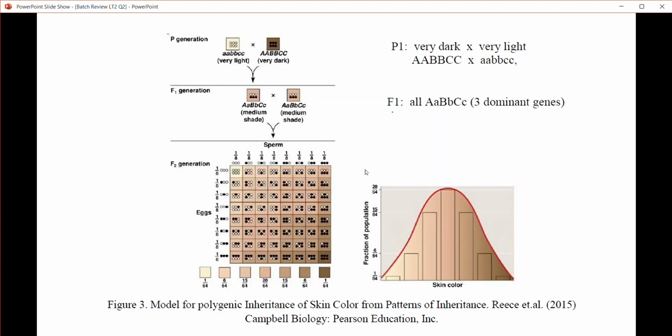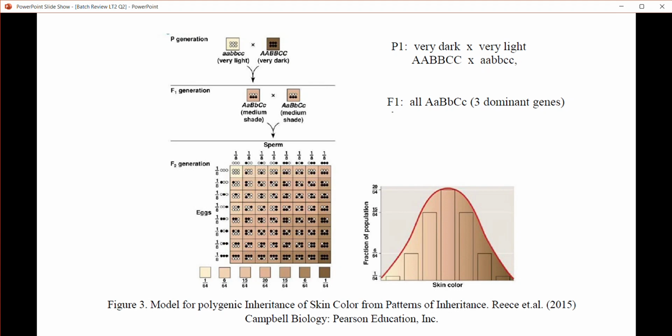So here's an example of a cross. You have here a very dark, all capital, big A, big A, big B, big B, big C, big C. Very light, small a, small a, small b, small b, small c, small c. So the very dark has all the contributory alleles, six alleles, while the very light doesn't have any contributory allele, all recessive over here. So when you cross the very dark with the very light, this would be the whites, for example, in North America, and the very light will be the Negroes in North America. If you cross them, you produce a phenotype that is in the middle, not too dark, not too light.